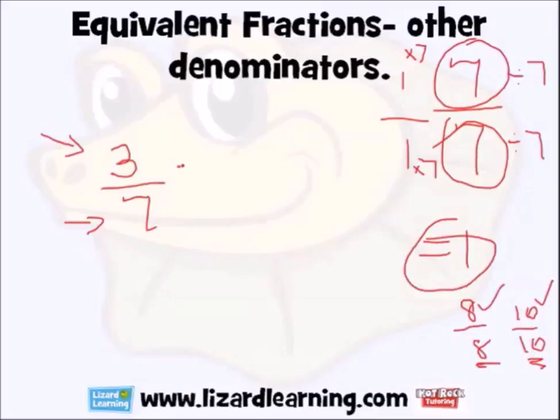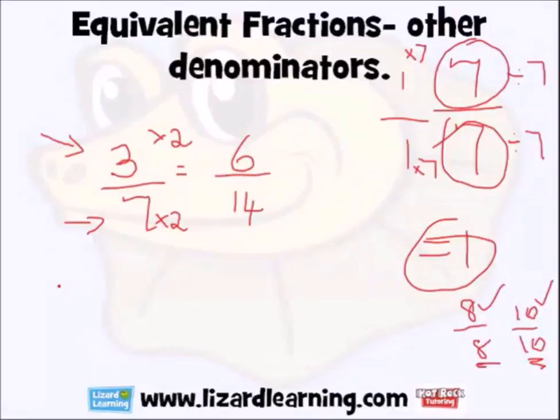Righto, 3 7s. By now, we should be able to say, righto, 3 7s. If I wanted to turn that into 14ths, what have I done there? I've chopped each of those 7s into 2 bits. 2 7s are 14. If I multiply by 2 there, I must multiply by 2 there. 2 3s are 6. Remember the golden rule. Whatever I multiply the denominator by, I must multiply the numerator by. Or it could be the other way around. Whatever I multiply the numerator by, I must multiply the denominator by the same thing.